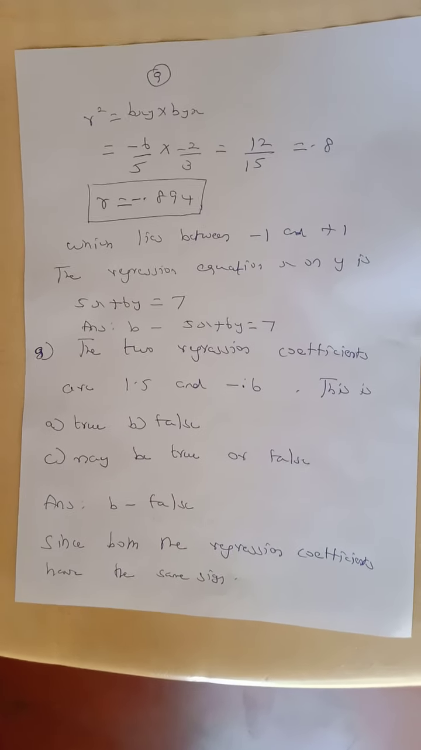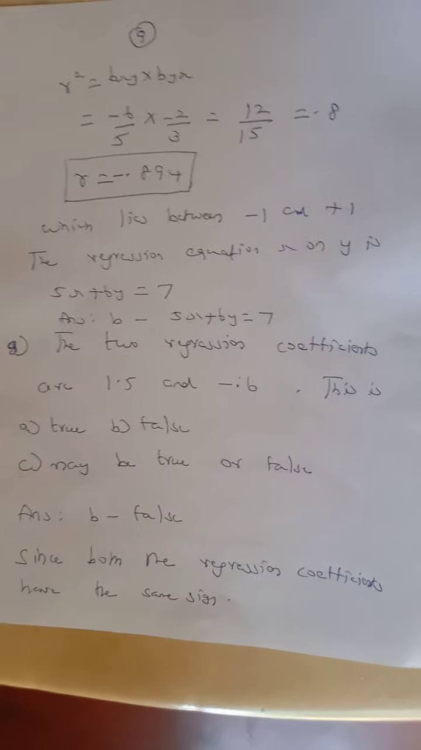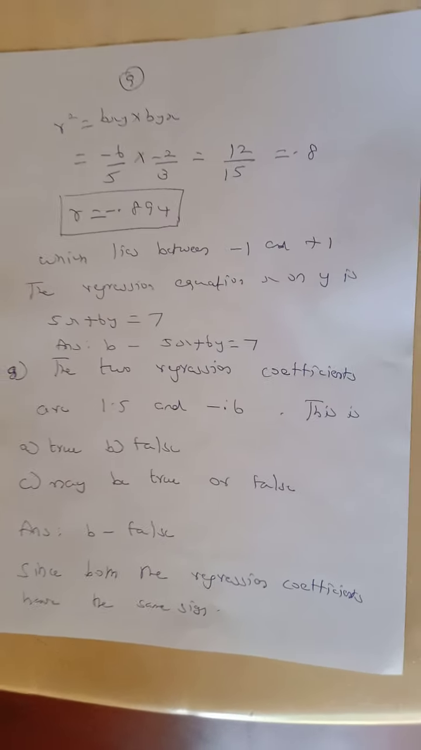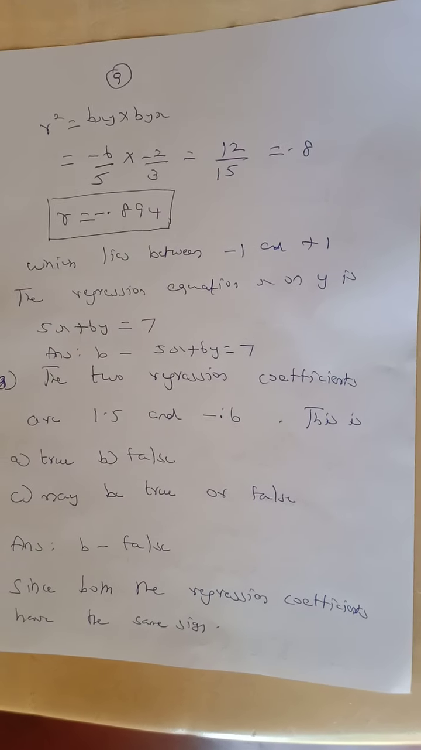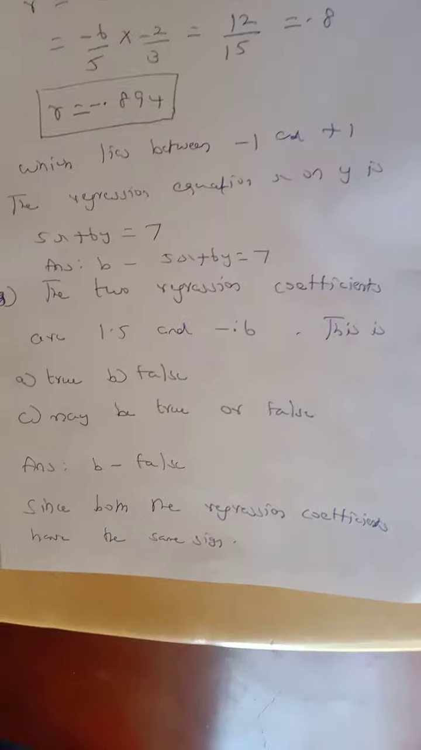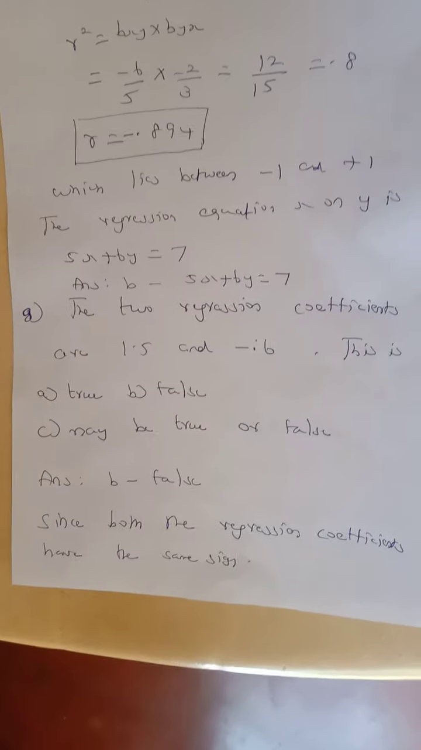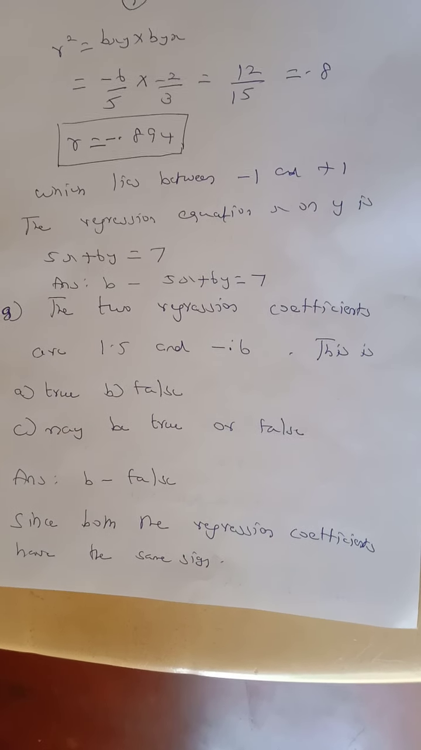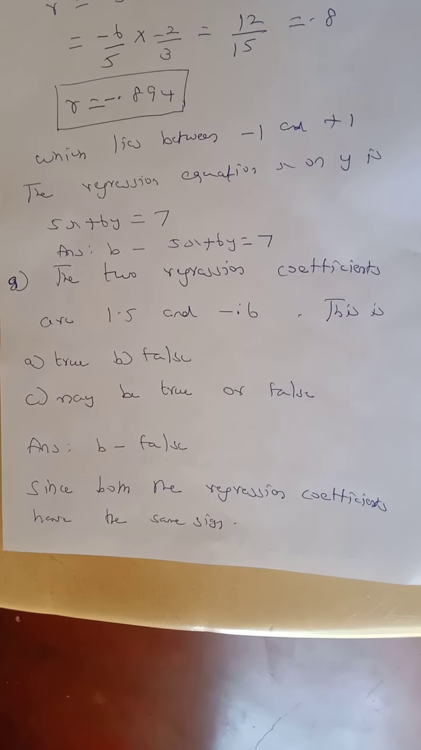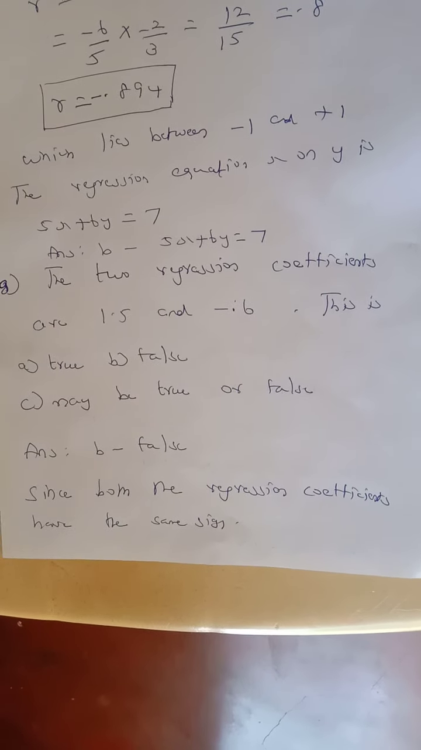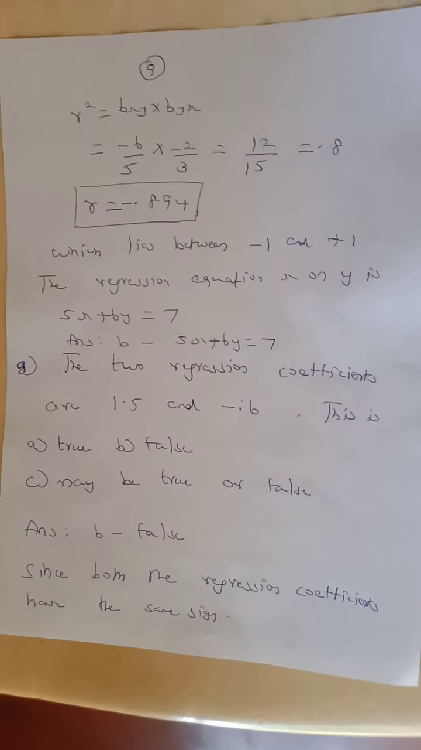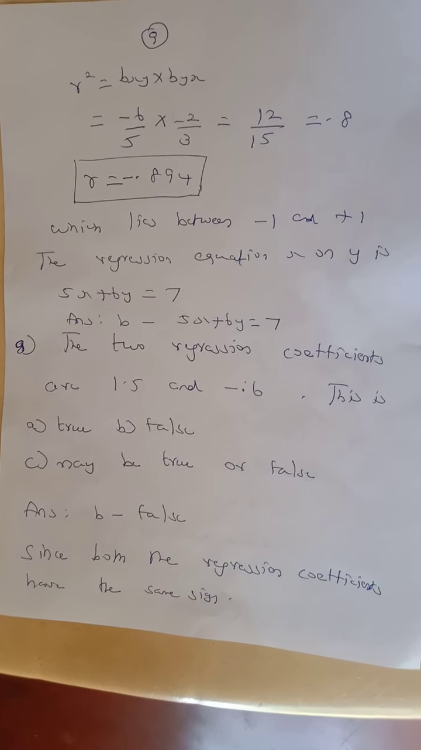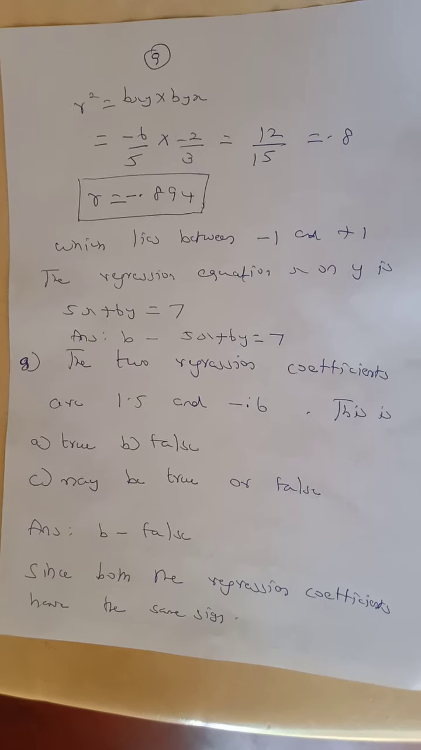The two regression coefficients are 1.5 and minus 0.6. Option A, true; option B, false; option C, may be true or false. The correct option is option B, false. Both regression coefficients will have the same sign, both may be positive or both negative. One of them positive and another negative is not possible. So let us move to the next question.